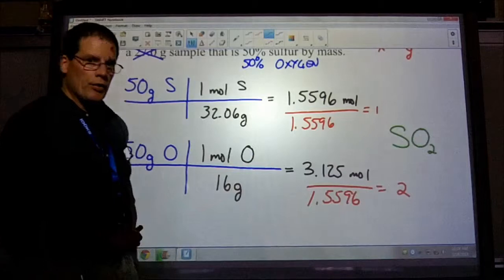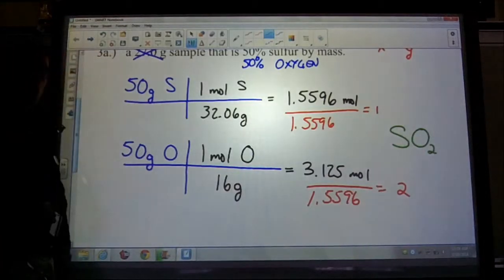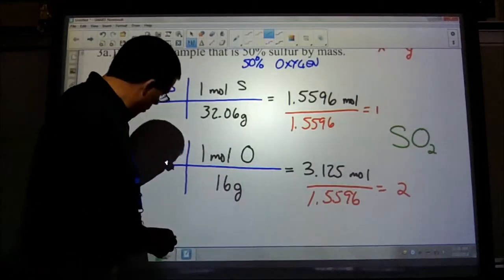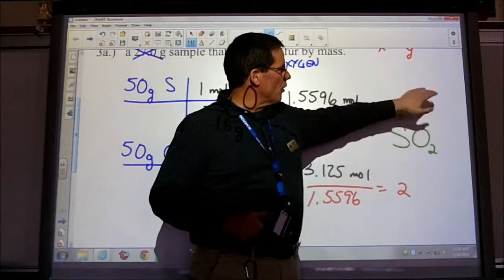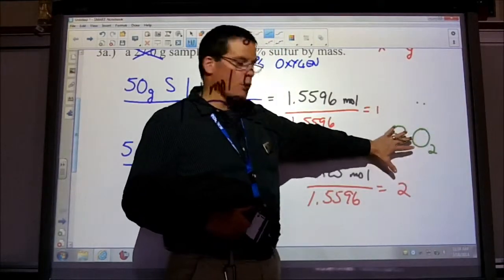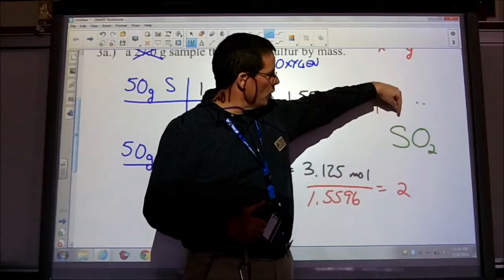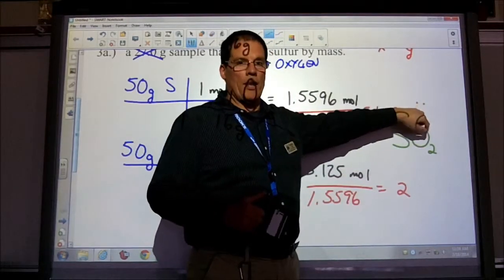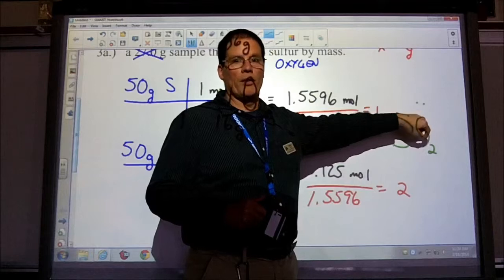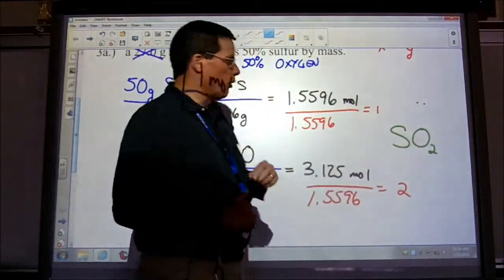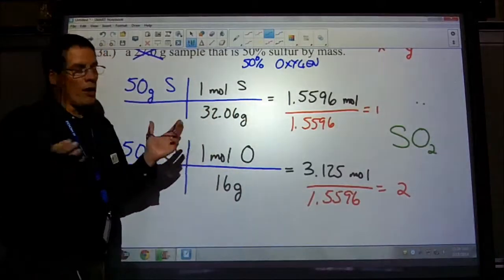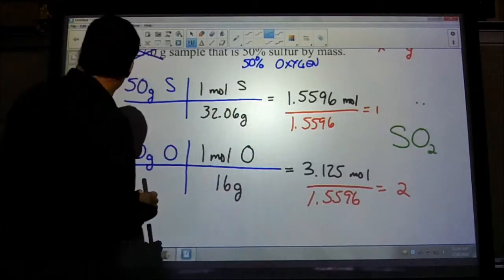Now, this is a situation where we do not care about charges. Why is that? Because the sulfur and oxygen are right above each other on the periodic table. So these are two nonmetals. And notice what I call that, sulfur dioxide. And again, the only time you use Greek prefixes is when you have a nonmetal with a nonmetal. So that is our answer. Don't try to balance charges because they both have a -2 charge. So that's not going to help you.